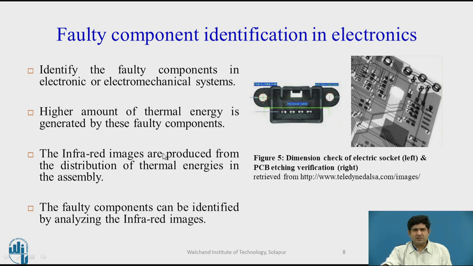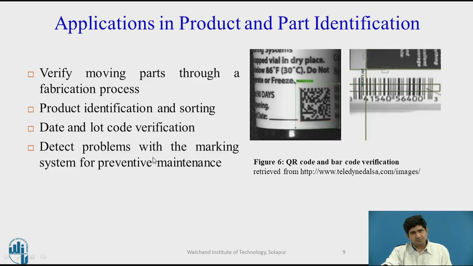And infrared imaging is also used, very specifically, during testing and even during actual usage as a part of diagnostics. A very, very popular application of machine vision is part identification and categorization based on 2D and 1D barcode reading.